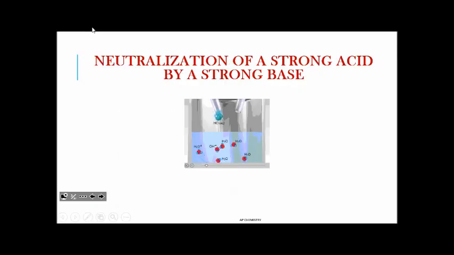Hydrochloric acid is a strong acid that completely dissociates to form H+ and chloride ion in solution. The H+ ion is rapidly solvated by water, forming the hydronium ion as shown. The hydronium ion reacts with the hydroxide ion from the dissociated strong-based sodium hydroxide to form water. In this neutralization reaction, sodium and chloride are spectator ions that do not participate in the reaction.